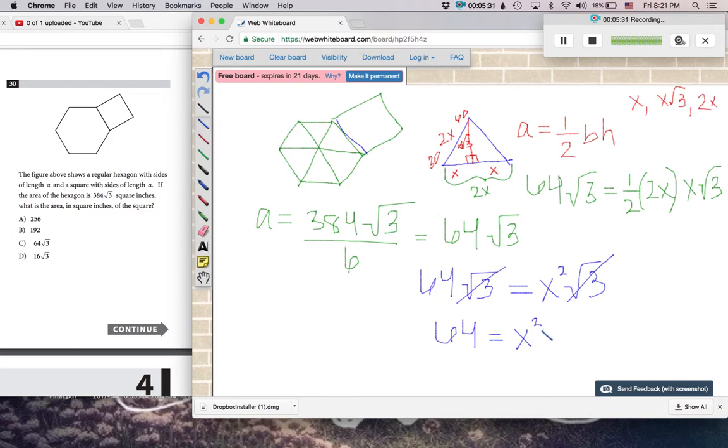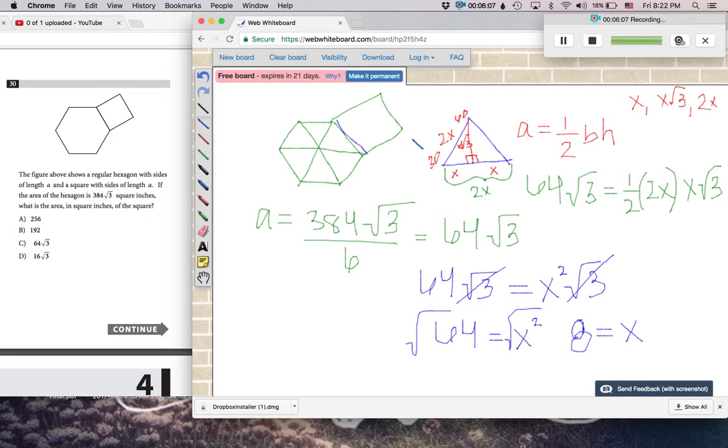Okay, so how are we going to find x? Aha, square root both sides. So the square root of 64 is 8, right? So x is equal to 8, but be careful to look at what they actually want from us in this equation. They actually want the area of the square, right?